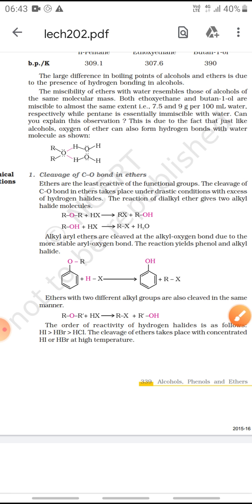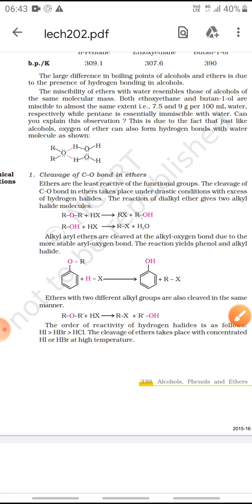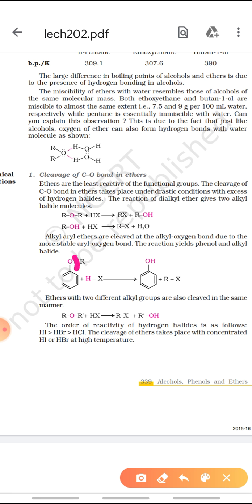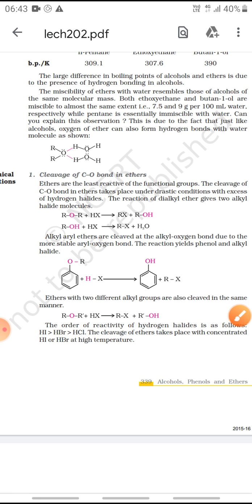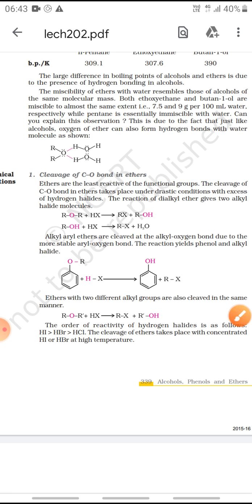Now, if we talk about aryl alkyl ethers, then the cleavage of the alkyl-oxygen bond takes place, due to the more stable aryl-oxygen bond. That means this bond will break, because this other bond has a partial double bond character, so it will not break. So the benzene ring will result in the formation of a phenol, and the alkyl part will give you the alkyl halide.